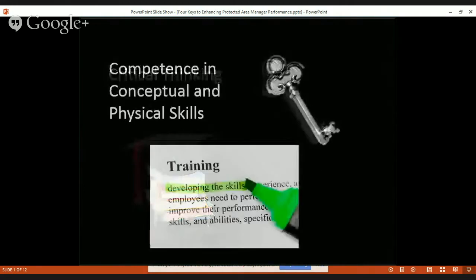Okay? A second one of these competencies is the one we normally think about when we talk about capacity development, which is competency in the development of conceptual and physical skills. We need people who know how to do things, whether it's using a double buck saw to clear out a trail in an American wilderness, tracking animals with radio collars on them, using a GPS, developing a GIS system, or developing an interpretive program. We need people who know how to do things, either conceptual or physical.